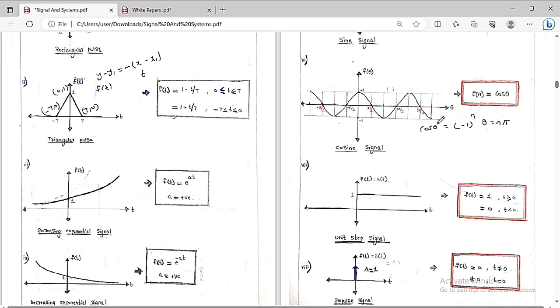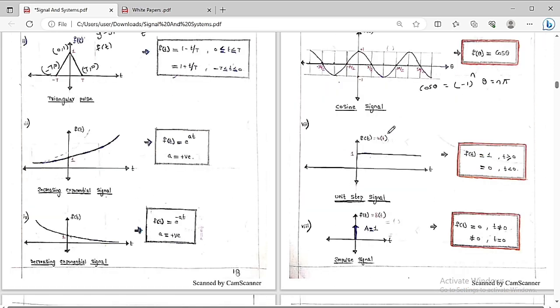It can be plus 7, minus 2, or n can also be 0. If we substitute n is equal to 0, then what is going to happen? Minus 1 to the power of 0 is nothing but 1. So cos 0 is simply 1. So this is the graph of the cosine signal. Now let's go for another signal.